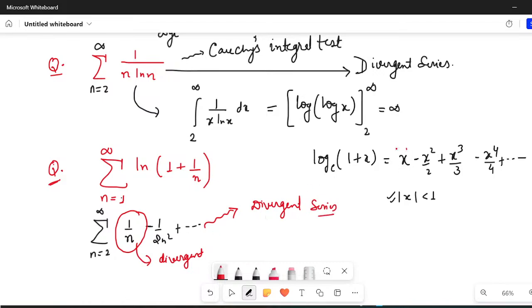Who is spoiling the game? This is spoiling the game. This linear power. Because we know that 1 upon n is divergent, so it will remain divergent. Whether you add any amount of convergent series to it, it's not going to remove the divergence. So remember this particular series is a divergent series.